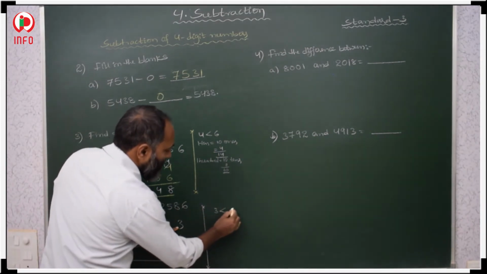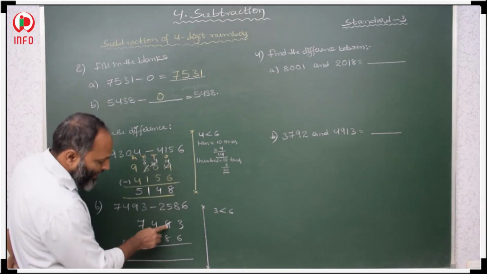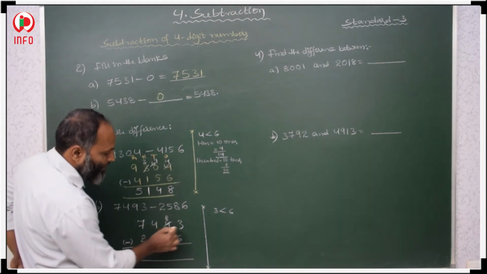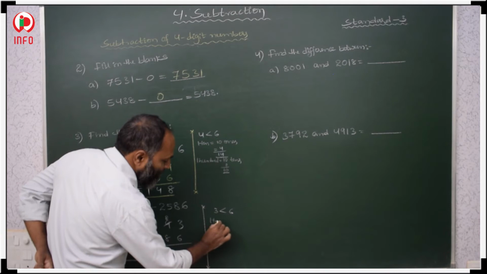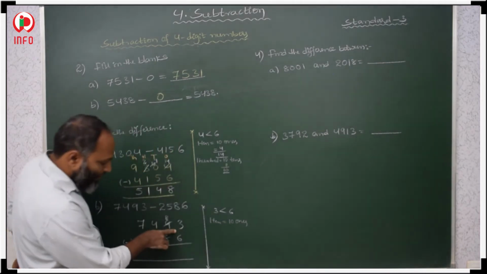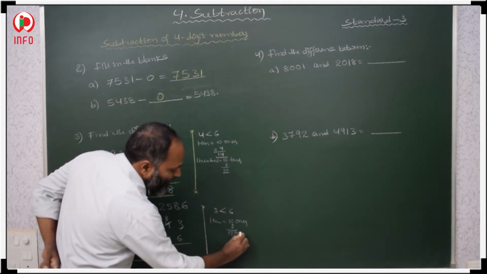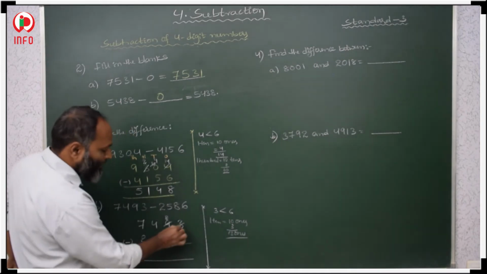3 is less than 6. Take 1 from this side. 1 ten means 9 tens are there, so 8 tens left. 1 ten is equal to 10 ones. 10 ones already here, 3 ones. 10 plus 3, 13 ones. Here we will get 13 ones.